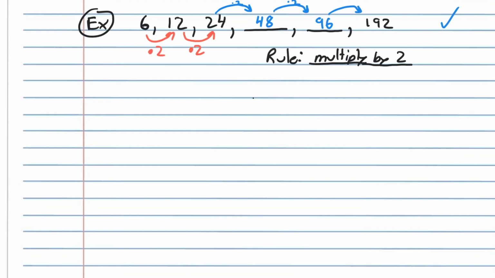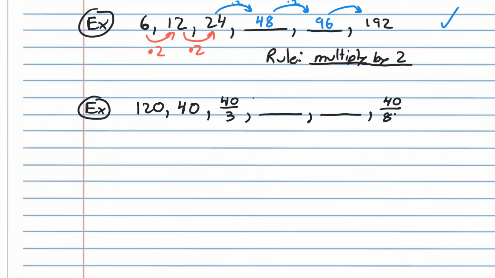Okay. All right, one more, and then you can try it on your own. This one may be a little bit confusing. That's why I want to make sure I go over it with you. 120, 40, 40 over 3, blank, blank, and 40 over 81. Now hopefully something should stand out right away.